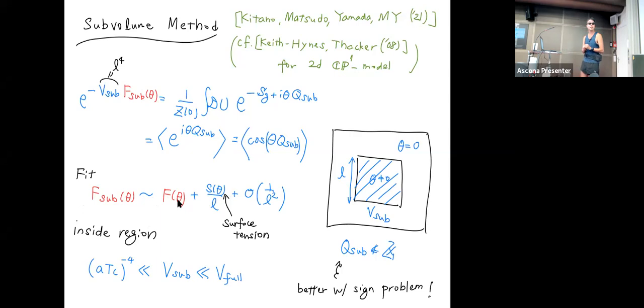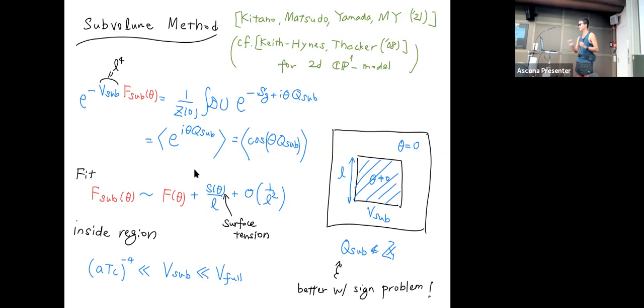And the idea is that there is a sub-volume, so there is a surface tension. So there are probably going to be some corrections coming from the surface, which go like one over L. I don't actually think there is a one over L squared, but just conservatively, there are subleading corrections. And ideally, we're going to set L to infinity. If you send L to infinity, this term drops out and you get this thing.